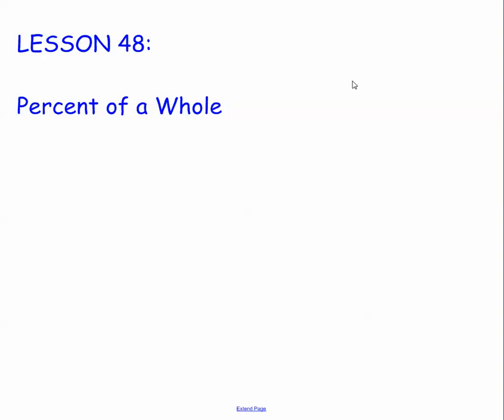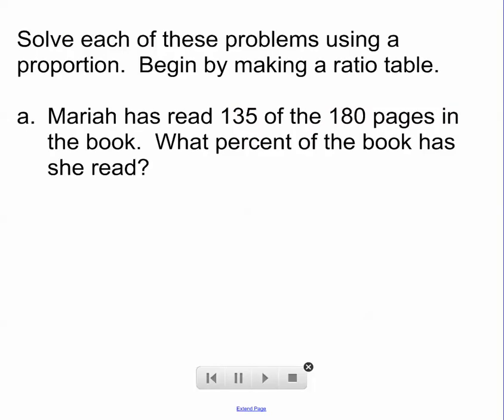So let's get right after it. We're going to solve each of these problems using a proportion, and we're going to begin by making a ratio table. We've done a little bit with ratio tables before, and we're going to continue using them. I think they're a nice way to organize proportions. So here we go.